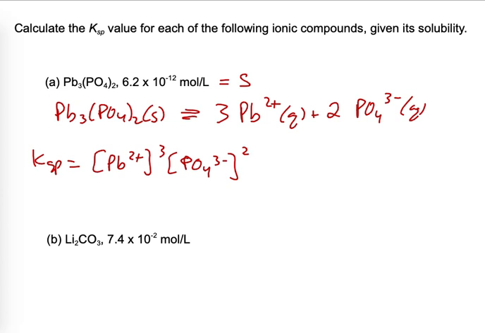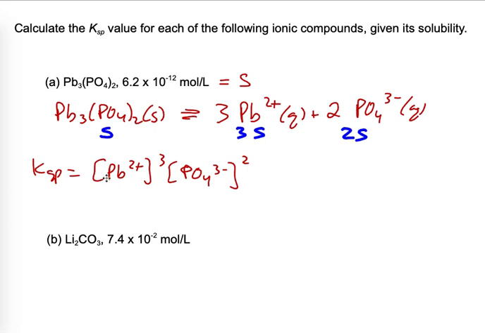Now, if S moles per liter of lead-2 phosphate dissolve and dissociate, what are the corresponding concentrations of lead-2 plus and phosphate? Well, obviously, I will have 3S moles per liter of lead-2 plus formed and 2S moles per liter of phosphate formed. Why? Simply because for every 1 mole of lead-2 phosphate that dissolves and dissociates, I get 3 moles of lead-2 plus and 2 moles of phosphate. Therefore, the concentrations of those ions are 3 and 2 times greater than the solubility, respectively.